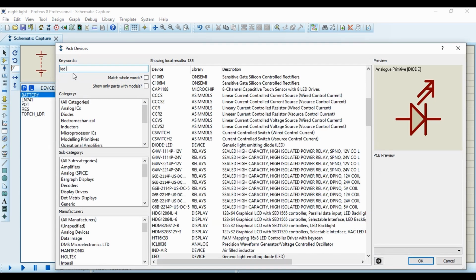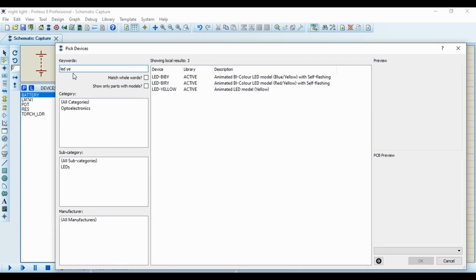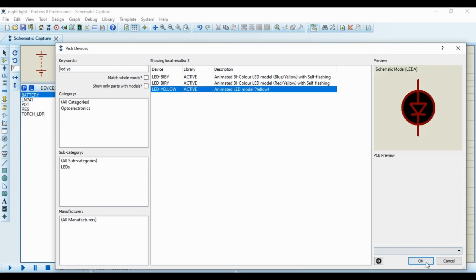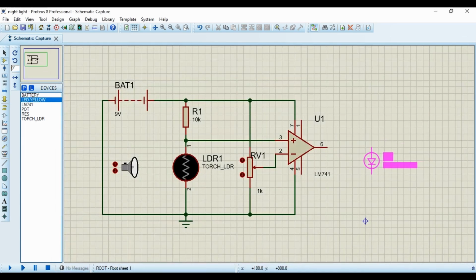Finally, we connect an LED bulb at the output. This LED helps us easily observe the output of the circuit, whether the light is on or off.